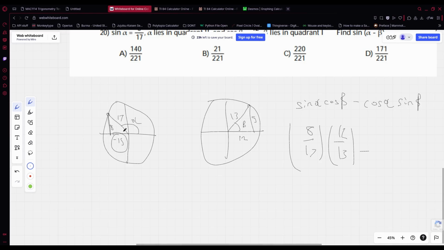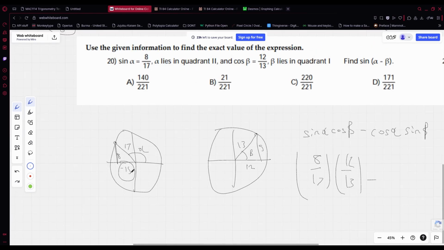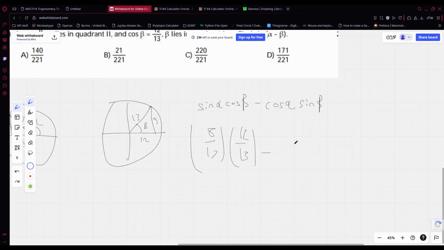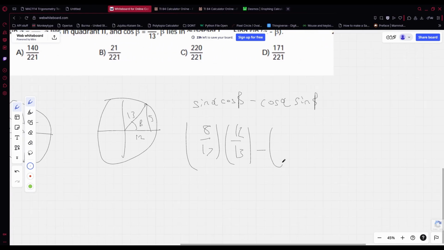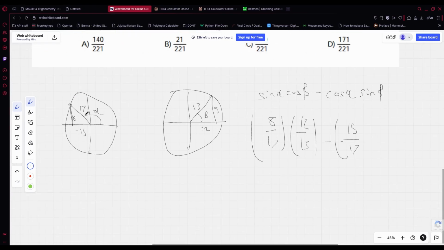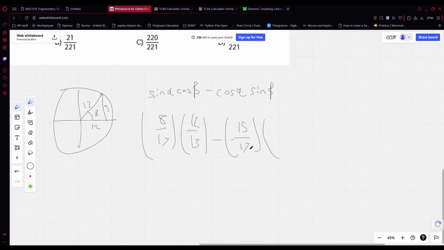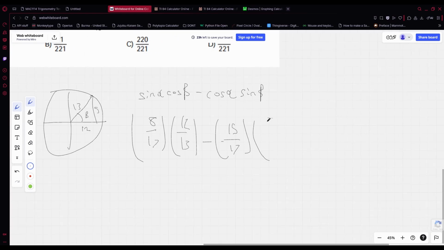Always remember, when they tell you your quadrant, you need to make sure that you put the right negatives where they're supposed to be. You have the all students take calculus acronym, or whatever you need, or just eyeball it, but if you don't get these negatives right, you will get the question wrong. So cosine alpha is negative 15 over 17. And then sine beta, 5 over 13.